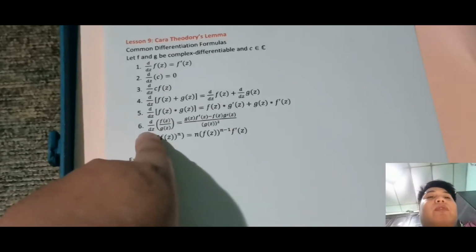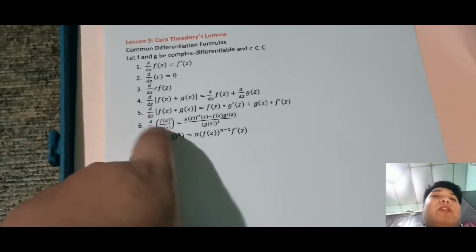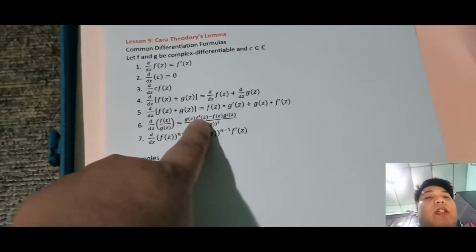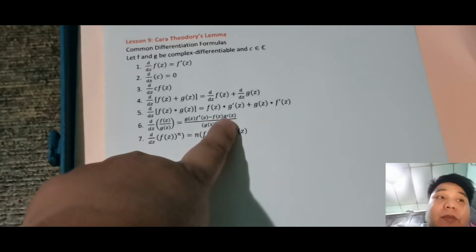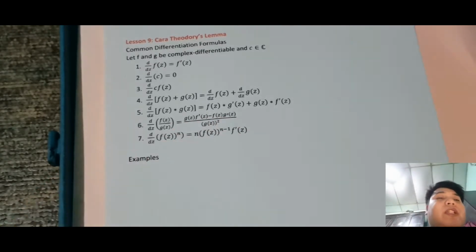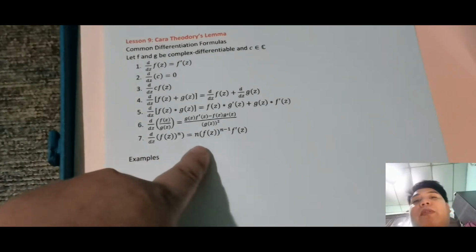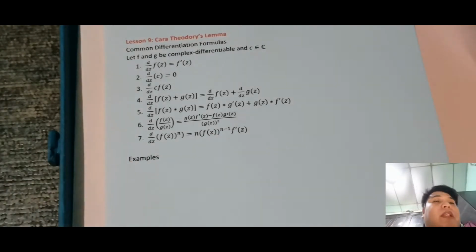Next is yung quotient rule. So that is the derivative of f of z over g of z with respect to z is yung ating g of z, f prime of z minus f of z times g prime of z, all over g of z raised to 2. Okay, then last is number 7, tawag dito, power rule. Okay, so whenever meron kang f of z naka-raise sa n, so that is equivalent sa n, bababa yung n, then f of z raised to n minus 1 times the derivative of f of z. So usually dyan sa power rule nag-exist si chain rule.